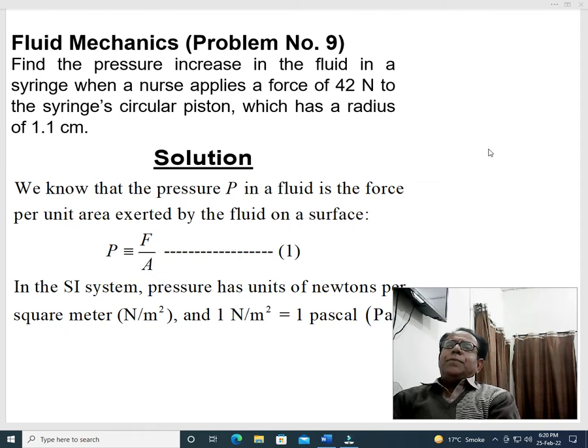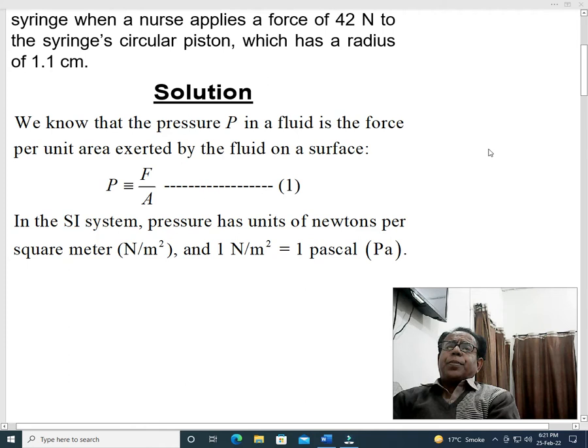Okay, what we have to find out? We have to find out pressure increase. Radius is given in centimeter, we will have to convert it in meter. So we start as usual in our previous modules, starting with the definition of pressure.